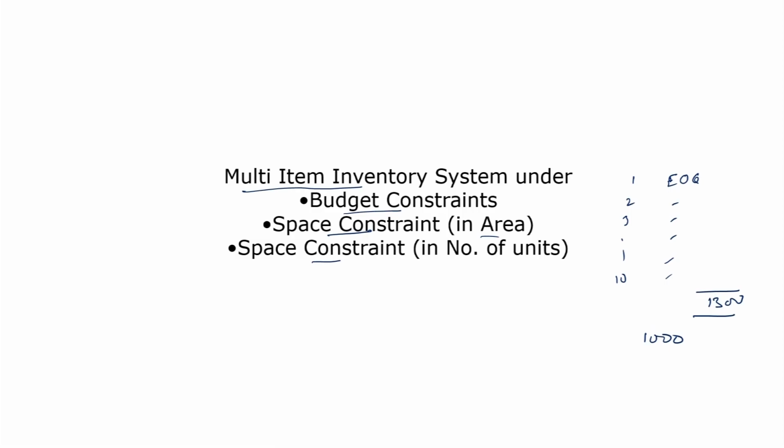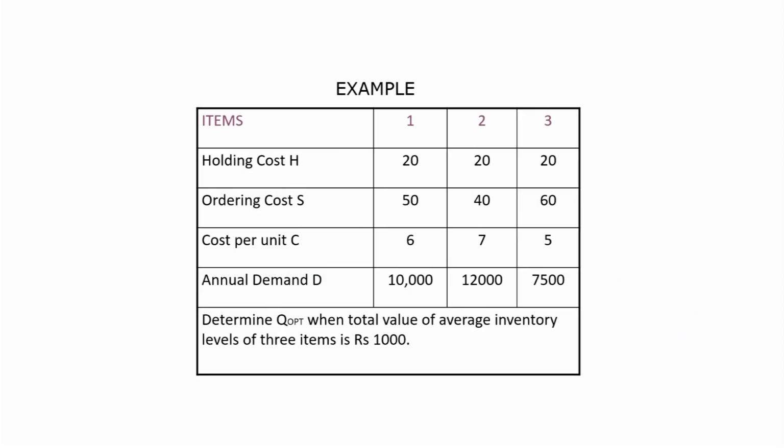So, in this second example, we are trying to address this particular issue, where you are keeping multiple items in your warehouse, and there is a constraint: you do not have sufficient money to keep all the items as per the economic order quantity. Then what to do? So, consider that we have 3 items, and this is their holding cost, this is their ordering cost, and that is the unit cost. Annual demand of item 1 is 10,000, item 2 is 12,000, item 3 is 7,500.